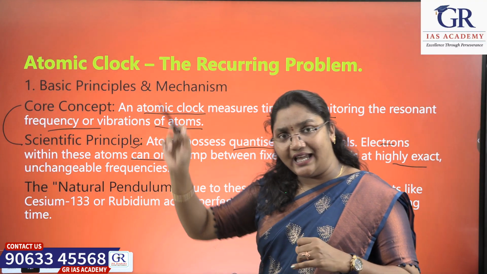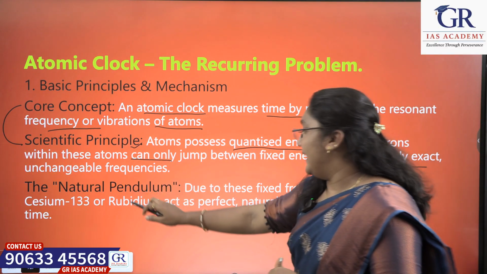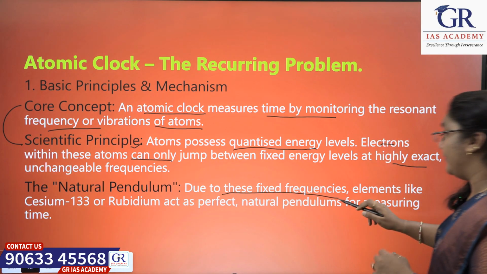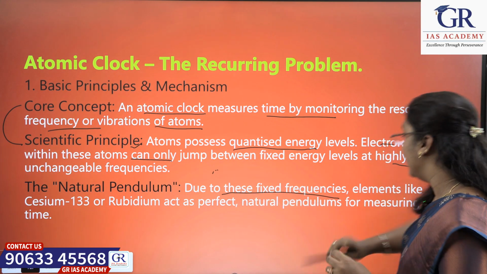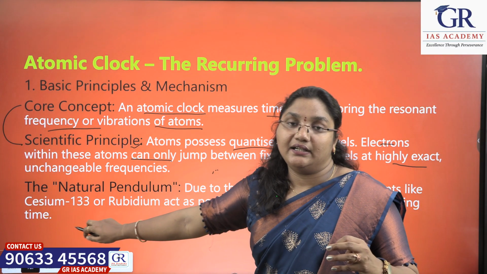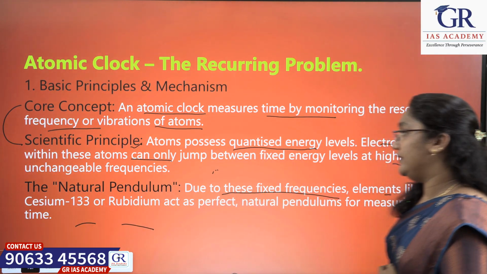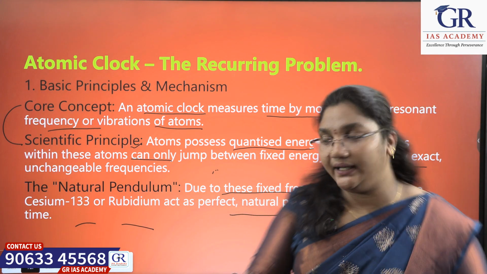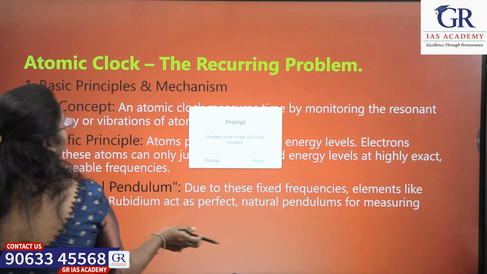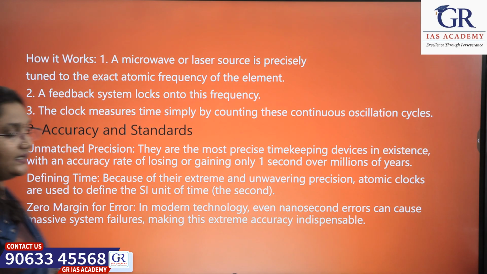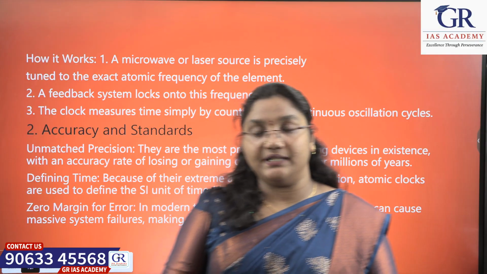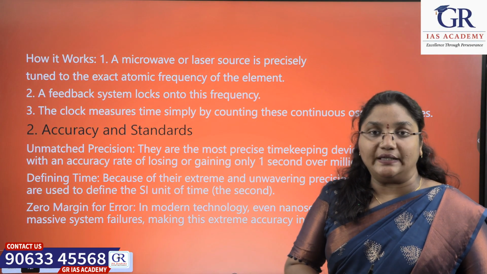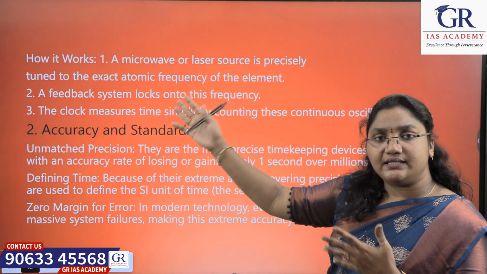Next, every clock has a pendulum, right? Like that, the natural pendulum for the atomic clock is due to these fixed frequencies. Elements like cesium-133 or radium act as a perfect natural pendulum for measuring time. Okay, next. We have seen on what principle it works and which natural pendulum is used in the atomic clock. Now let us see how it works.